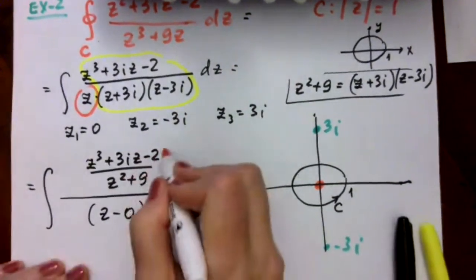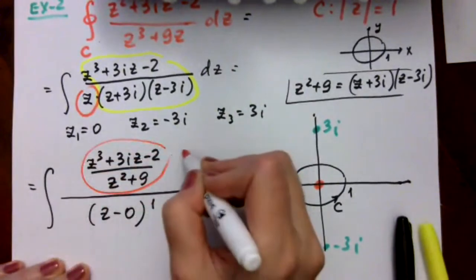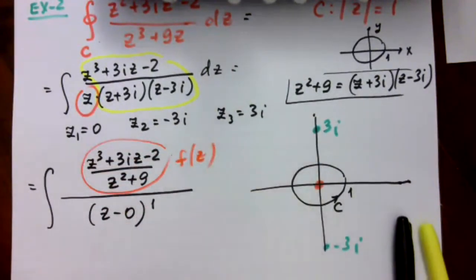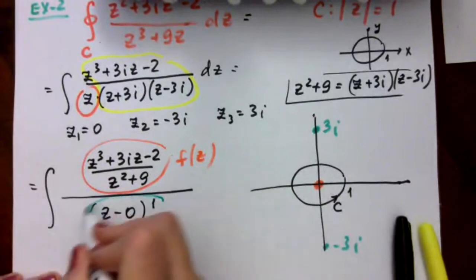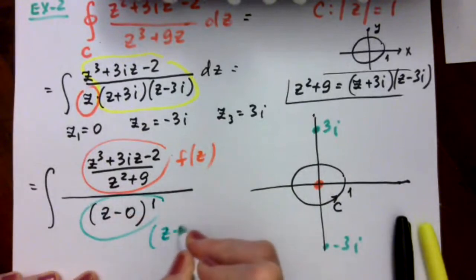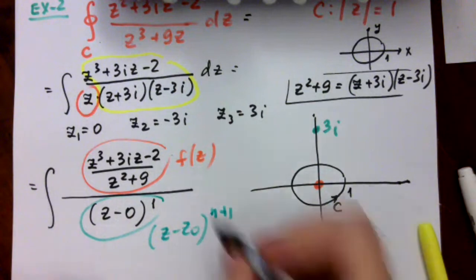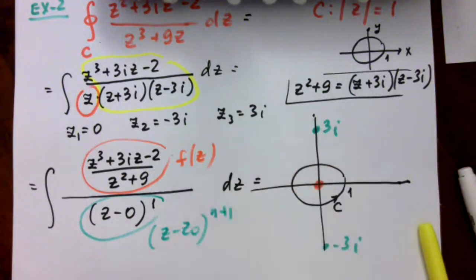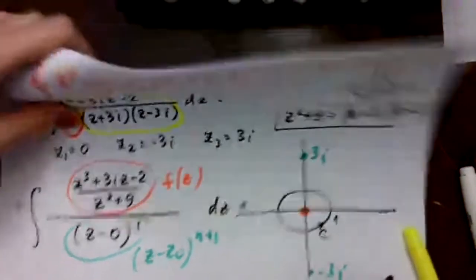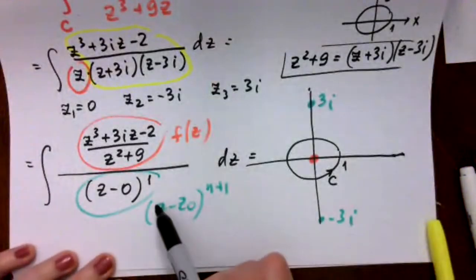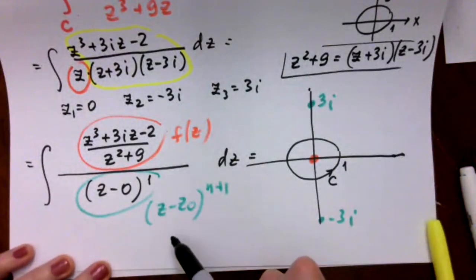So as a result, this whole expression plays the role of f of z, and this expression in the denominator plays the role of z minus z0 to the power of n plus 1. So we managed to rewrite our integral in the form which suits our needs, I should say. So what can we do now?